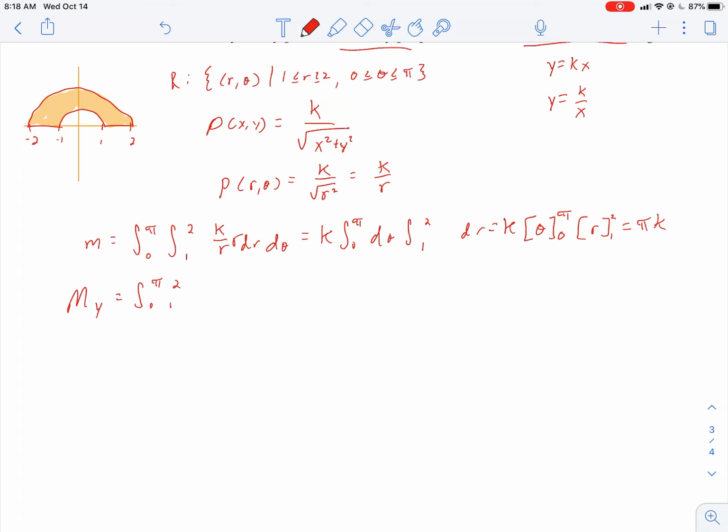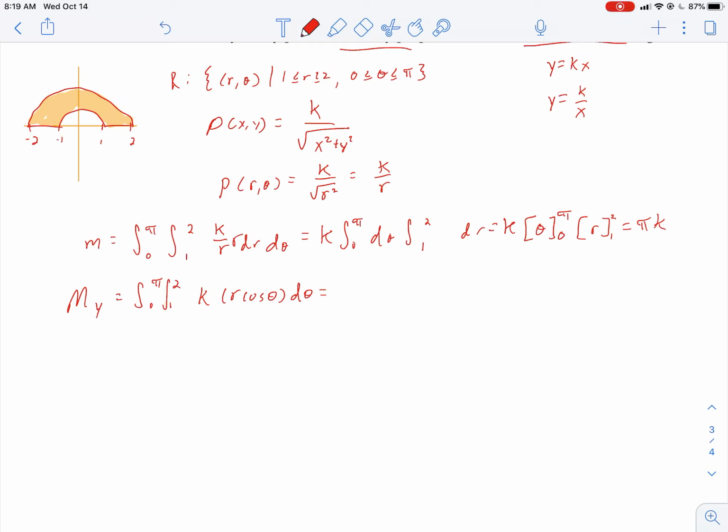All right, now I need to find my center of mass. So now this is going to be the integral from 0 to pi, 1 to 2 of k over r times r. That's just going to be k now, because it's always going to have the extra r. But now, when I'm rotating with the y, I have that extra x. Well, x in polar coordinates is r cosine theta. So I have r cosine theta, d theta.